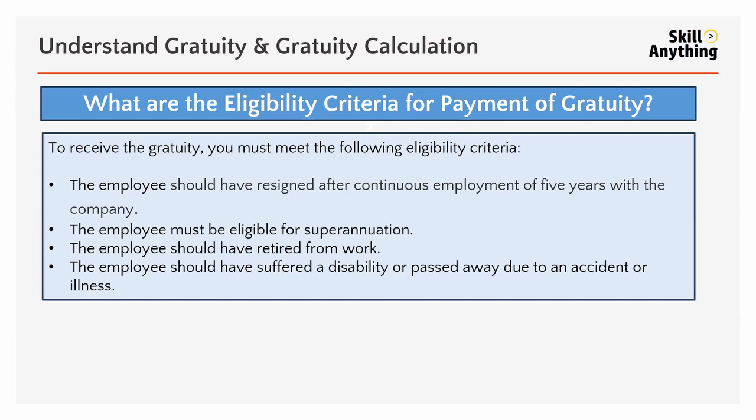So I hope you understand the eligibility criteria. First, you should have worked in the same company for 5 years, then you are eligible. Or in case of death, then you are eligible. Or you retire from work after the age of 60, then you are eligible for gratuity. Or you suffer from any disability, or pass away due to an accident or illness, then you will get a gratuity.